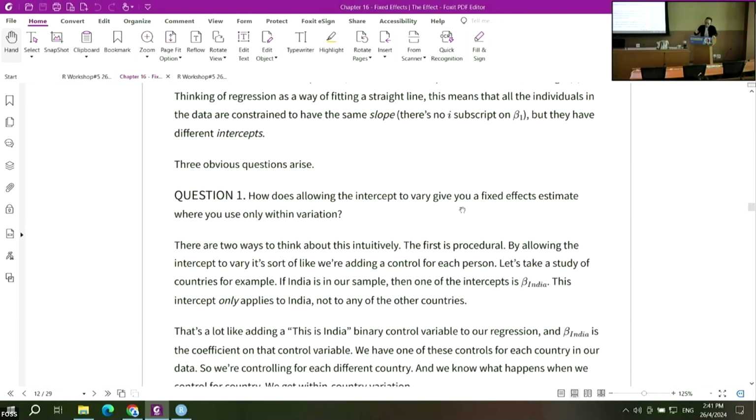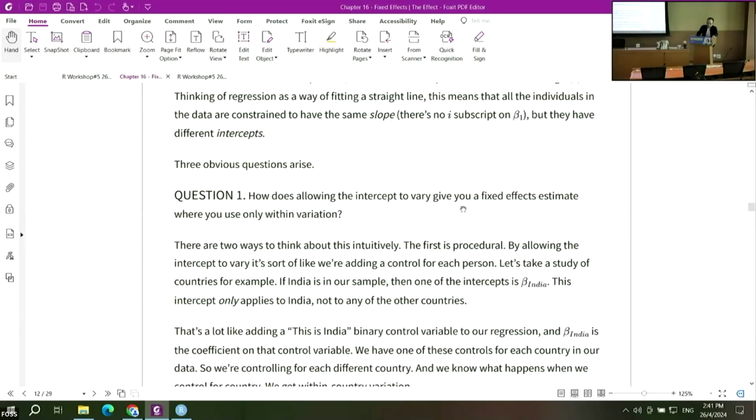Generally speaking, there are two ways to think about this intuitively. The first one is procedural, more like the way you do it. By allowing the intercept to vary, it is sort of like we are adding a control for each person. Let's take a study of countries, for example. If India is in our example, then one intercept is going to be beta India, for that specific country. This intercept only applies to India, not to any other country. If it's talking about China, then it's going to be beta China.